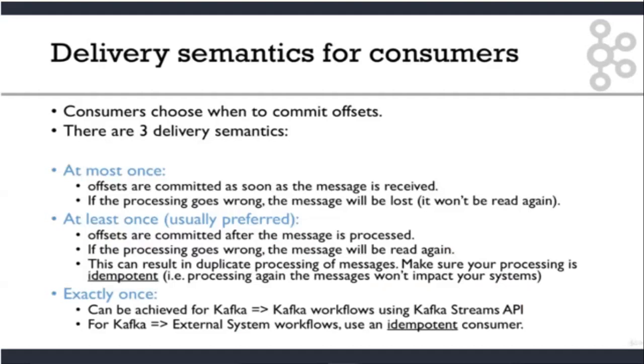The third semantic is exactly once. Exactly once can be achieved for Kafka to Kafka workflows using the Kafka Streams API. We'll be talking about the Kafka Streams API in further lectures, but it's a separate API which is defined for this purpose only, for exactly once semantics.